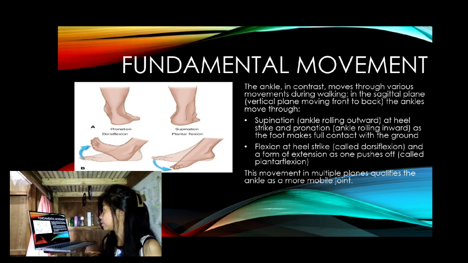The fundamental movement. The ankle, in contrast, moves through various movements during walking. In the sagittal plane, the vertical plane moving front to back, the ankle moves through supination, the ankle rolling outward at heel strike, and pronation, the ankle rolling inward as the foot makes full contact with the ground. Flexion at heel strike is called dorsiflexion, and a form of extension occurs as one pushes off, called plantar flexion. This movement in multiple planes qualifies the ankle as a more mobile joint.